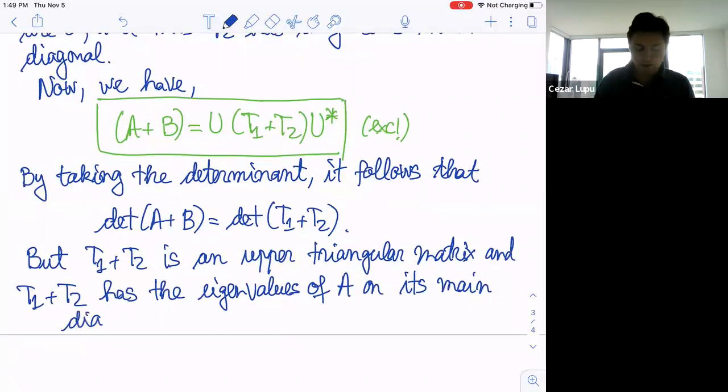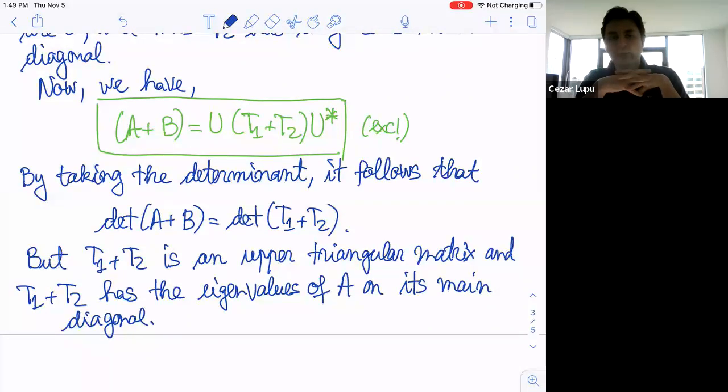But keep in mind that when we have a triangular matrix, the determinant of a triangular matrix will be the product of the elements on its main diagonal. But on the main diagonal are the eigenvalues of A. So you know usually that the determinant of a matrix is the product of the eigenvalues, and there you go.